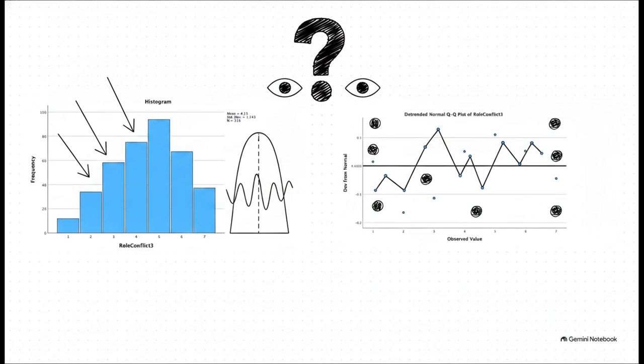Here's what real-world diagnostic plots actually look like in software. On the left, we've got a histogram that is visibly skewed. It definitely does not look like our perfect bell curve. And on the right, we have a detrended normal QQ plot. Now, for a perfectly normal distribution, those data points should fall roughly along that flat, solid zero line. But as you can see here, these dots are bouncing all over the place. It's clearly violating the assumption of normality.